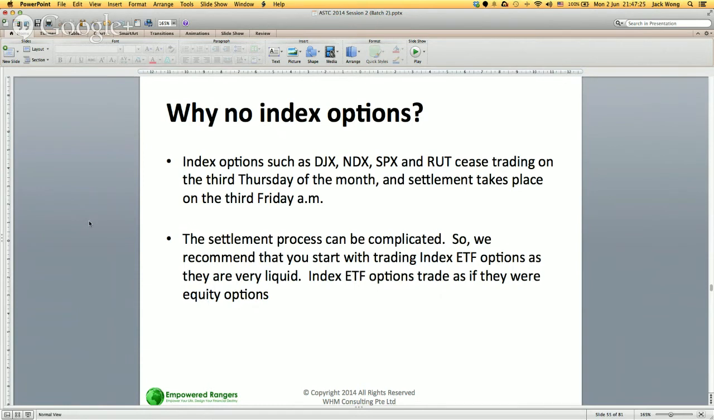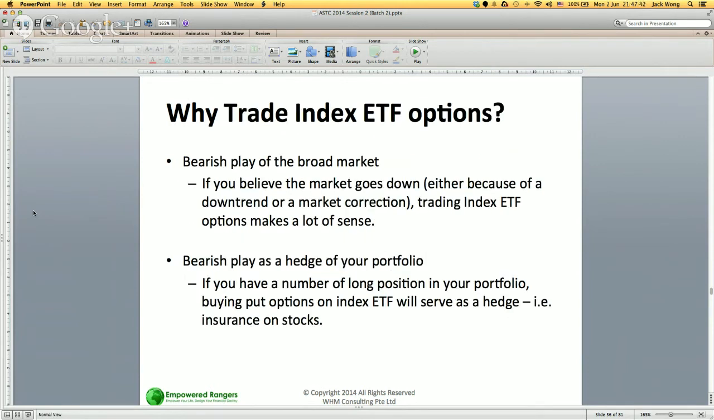Okay, I don't even want you to trade things like Diamond or Triple Q. Just focus on SPY, simple. Your portfolio will be nicely hedged. That's what I do, by the way. So why trade ETF options? There are two things you do in these market conditions, because we do quite a lot of long or buy trades. We want to buy insurance.